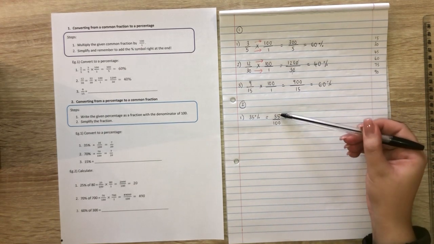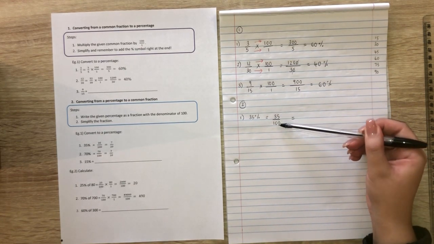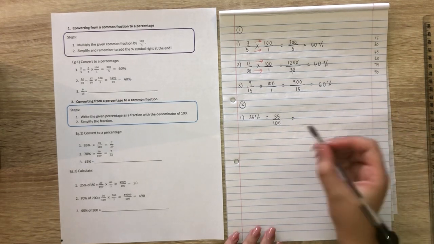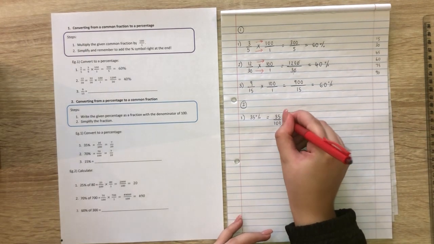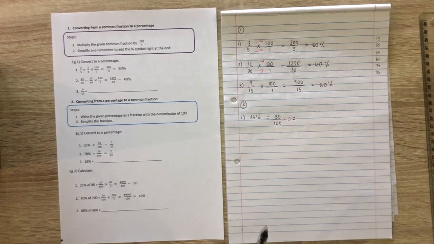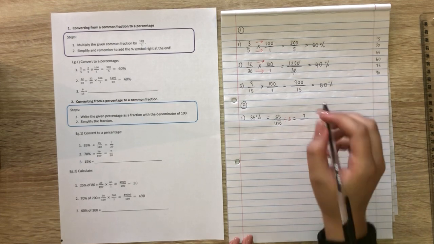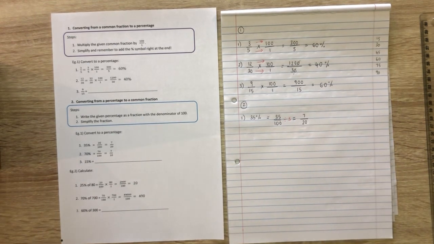So simplifying, you find a number that can go into the numerator and the denominator. So in this case, I'm going to choose 5. So if we divide by 5 on the bottom and the top, 35 divided by 5 is 7. 100 divided by 5 is 20. Can't simplify anymore, so that's my final answer.